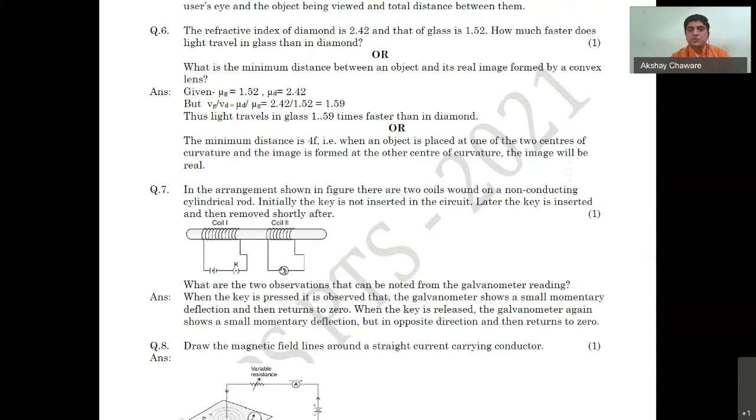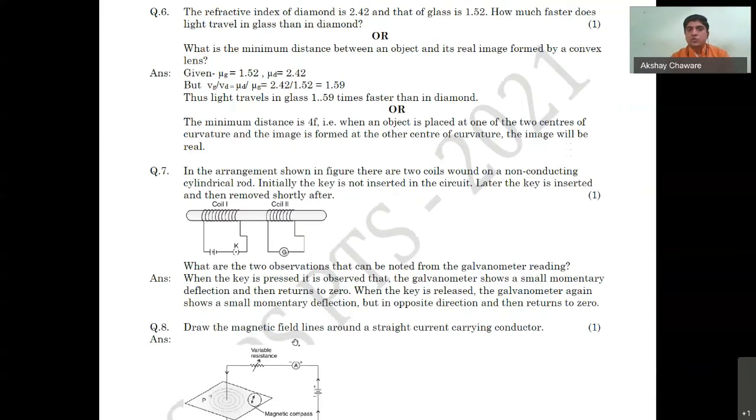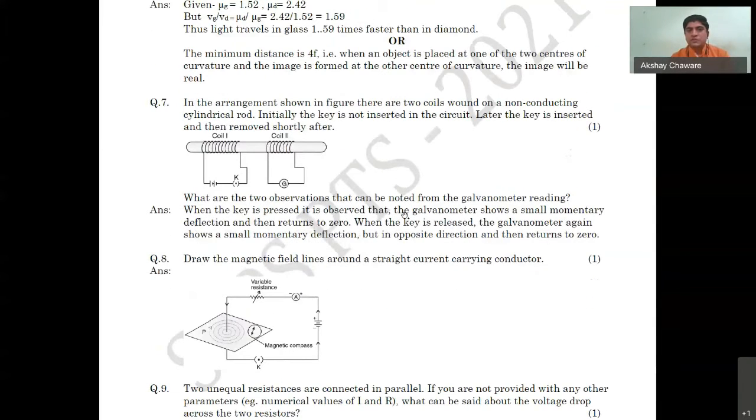So here we have to write the observation related to the deflection. Deflection of the galvanometer is only required there. ठीक है, बाकी एक्सप्लेनेशन की जरूरत नहीं है, बट डिफ्लेक्शन लिखना जरूरी है.